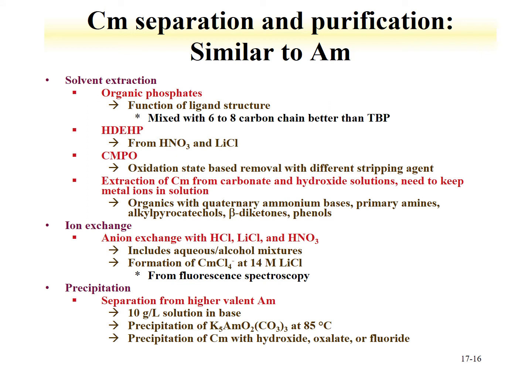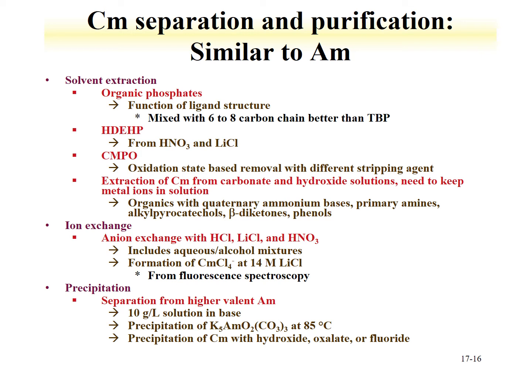Cerium separations are very similar to what we've already described for americium. So this is just a review. Again, tributyl phosphate can be used, not at the high acid concentrations that are useful for plutonium and uranium, but at lower acid concentrations. HDEHP can be used in nitric and lithium chloride systems. CMPO, cerium can be treated similar to what was described for the americium.